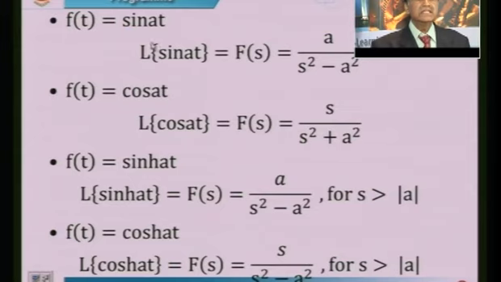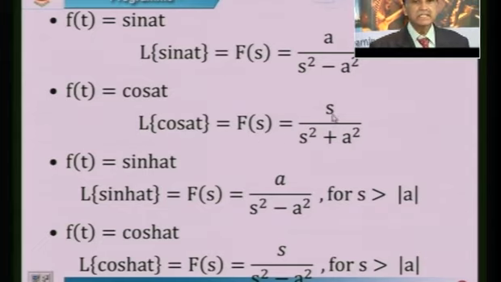Next is the Laplace transform of trigonometric functions, that is L of sin at is equal to a divided by s square, it should be plus a square. Here I will do this correction, in between the plus sign should be there. And L of cos at, that is also a function of s, we call it, and it is s divided by s square plus a square.